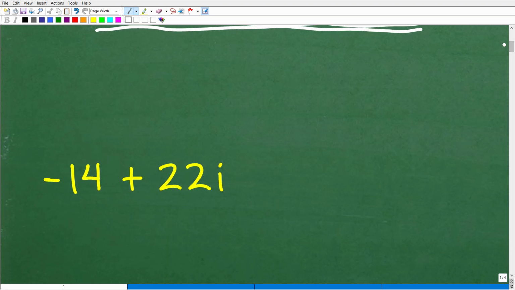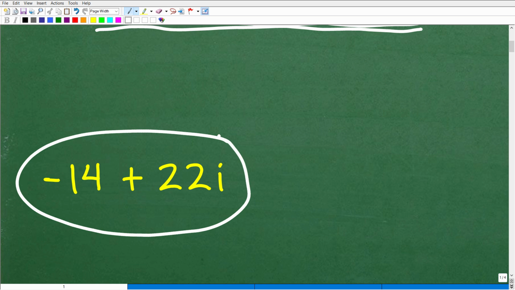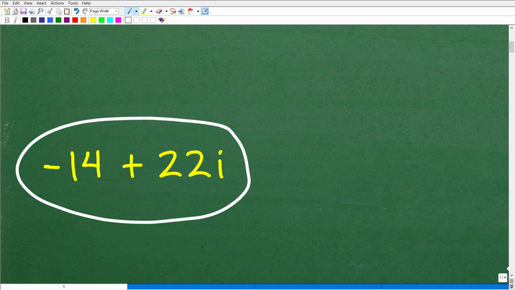But let's go ahead and take a look at the answer of the product of these two complex numbers. It is this. It's another complex number, negative 14 plus 22i. That is the answer. All right, so how'd you do?